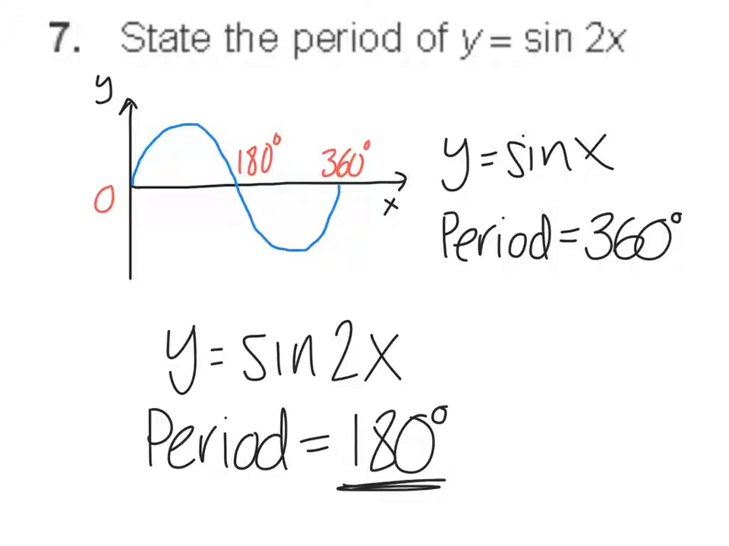So how do we actually do that in practice? Well, the period of the original graph was 360. We just simply divide it by the number in front of the x. 360 divided by 2 is the required period of 180 degrees.